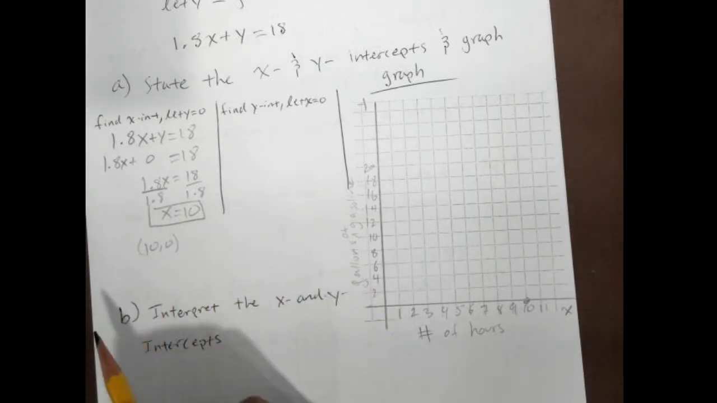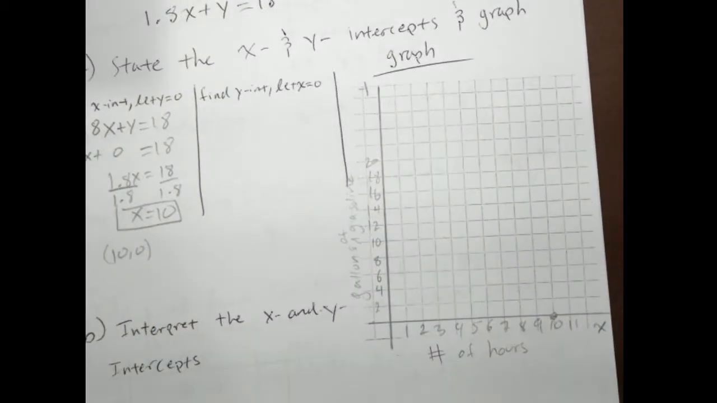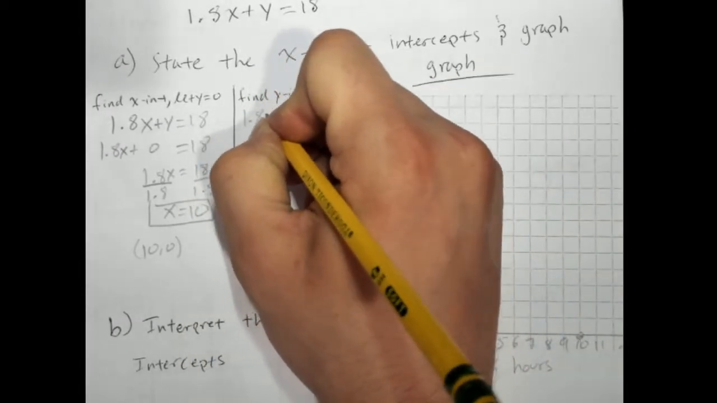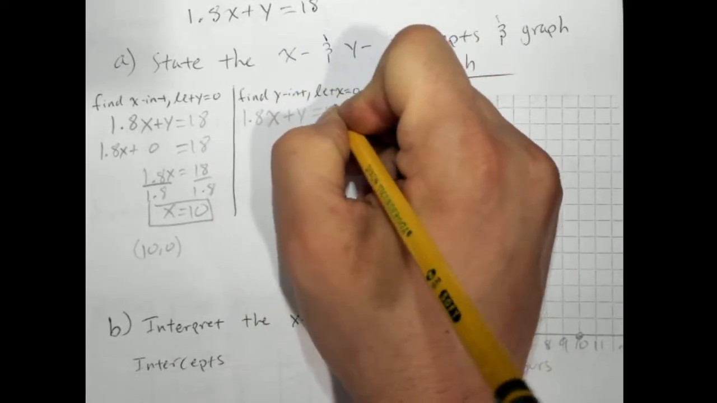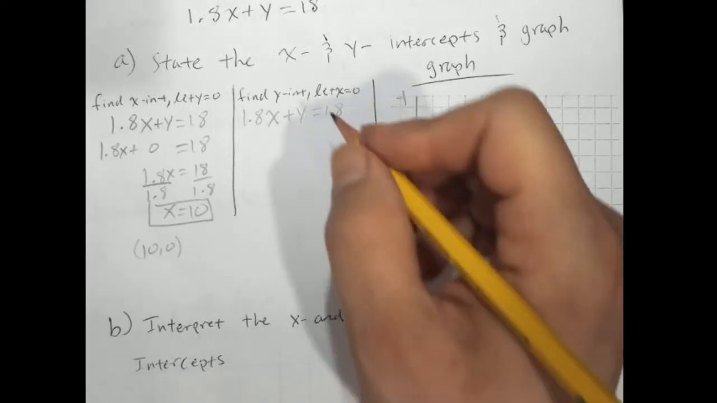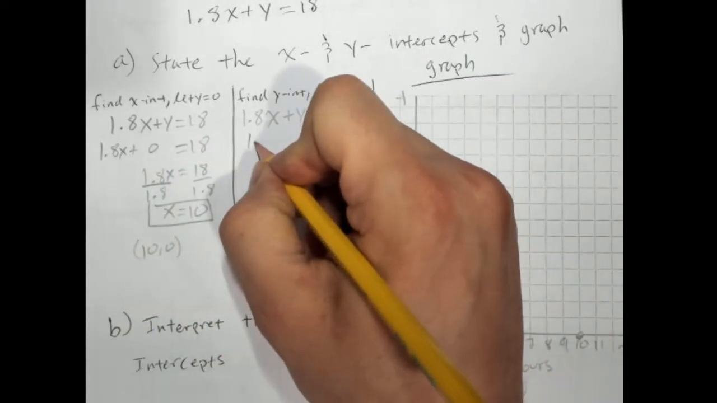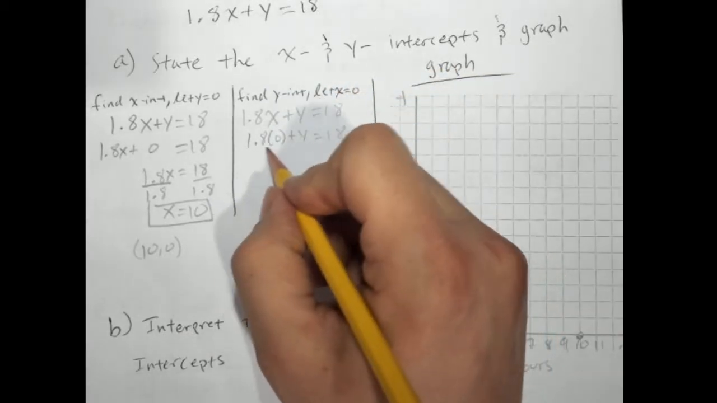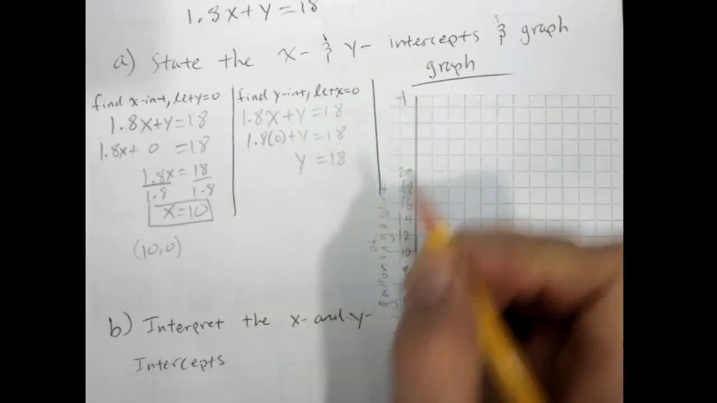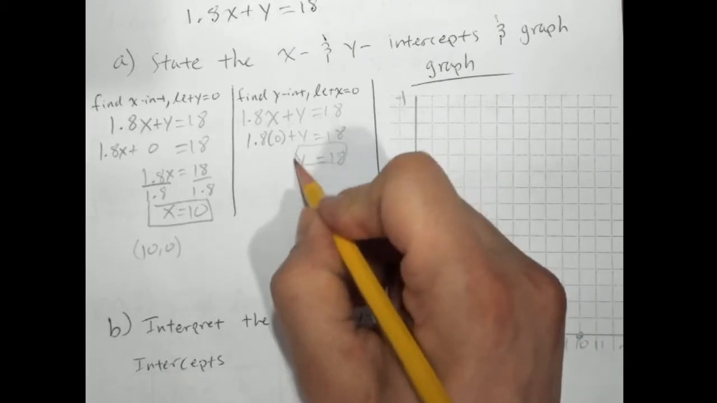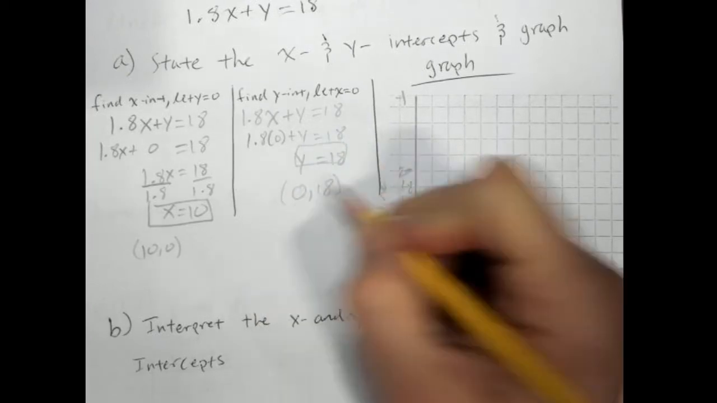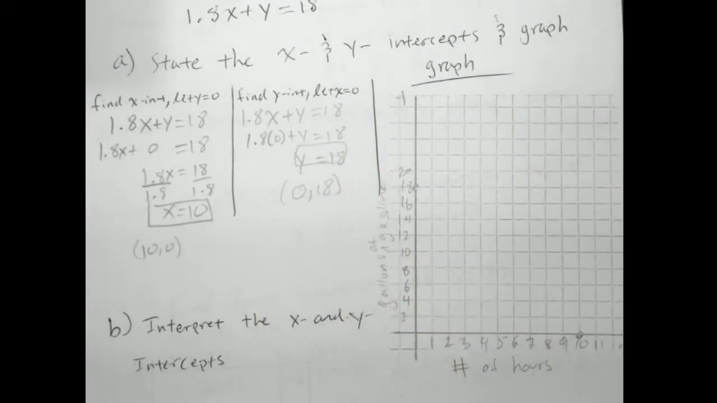Let's find our next point. So find y-intercept, let x equal 0. So we're going to go 1.8x plus y equals 18. Plugging in 0 for x, 1.8 times 0 plus y equals 18. 1.8 times 0 is 0. Y is equal to 18. So my ordered pair here will be 0, 18, which is here. So now I can draw my line.